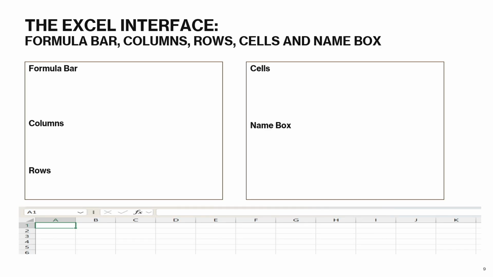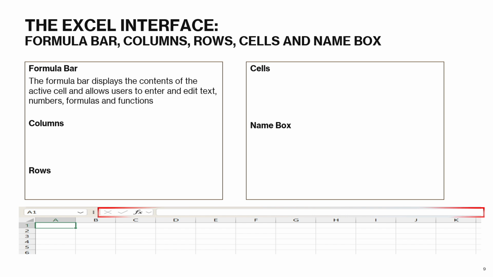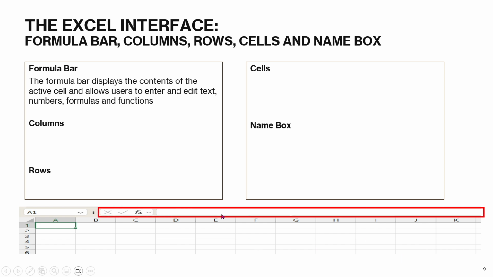Continuing on with the interface, we're going to look at the formula bar, columns, rows, cells, and the name box. So the formula bar, which you'll see highlighted here, displays the contents of the active cell, and it allows the user to enter and edit text, numbers, formulas, and functions.